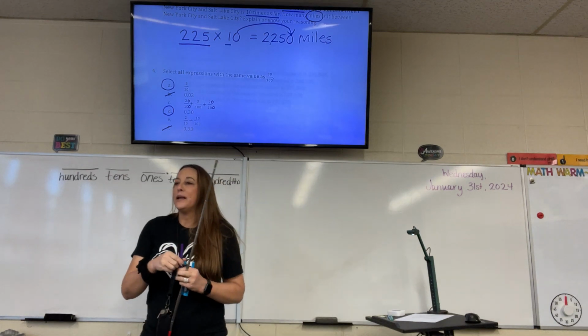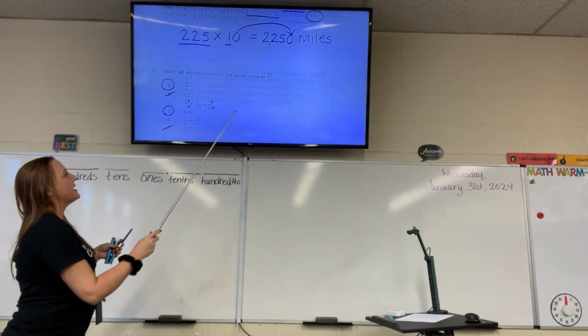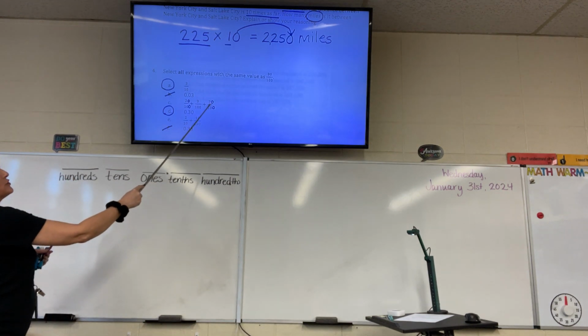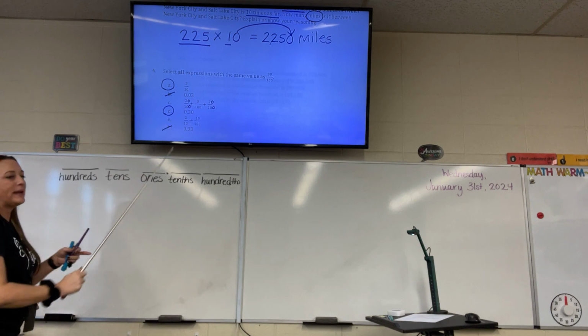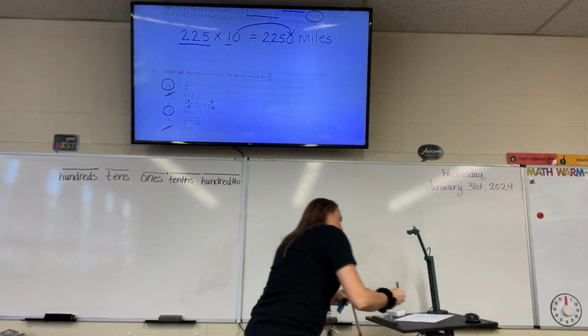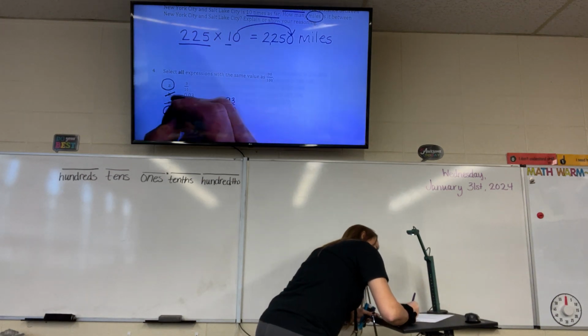Now we have 20 hundredths plus 3 hundredths plus 70 hundredths. Let's add the two bigger numbers first. What's 70 plus 20? 90. 90 plus 3? 93. 93 hundredths. Is that what we're trying to get to? No. So that means C is out.